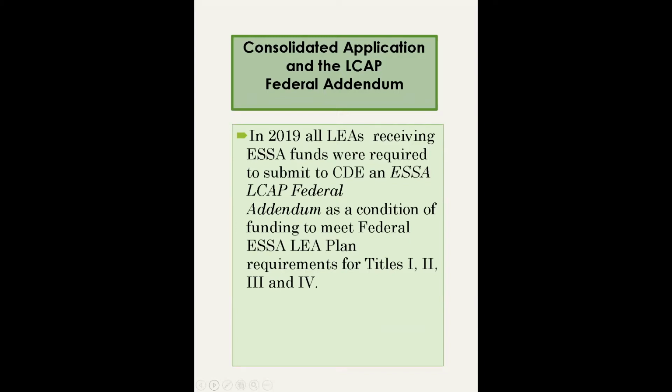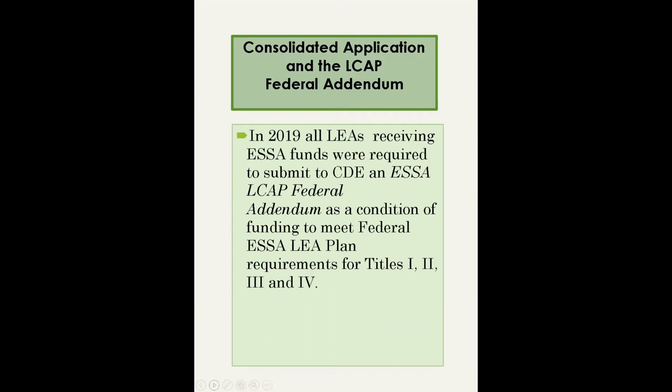So the feds call it the LEA plan. We call it now an LCAP federal addendum. That's because in California, we see the LCAP and the federal addendum, which is your description of your federal programs, as working together, because your federal program should supplement your state program. So those two are both required.